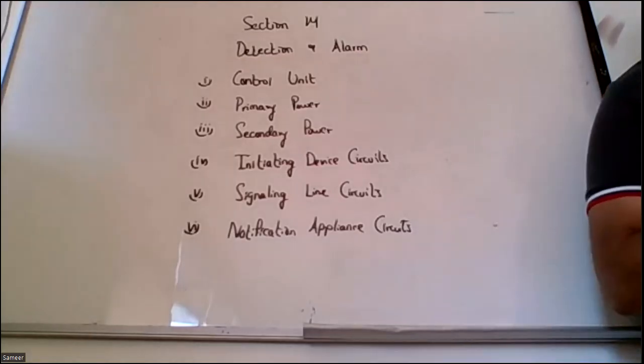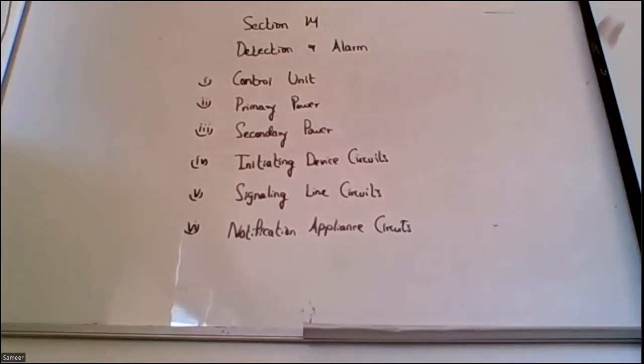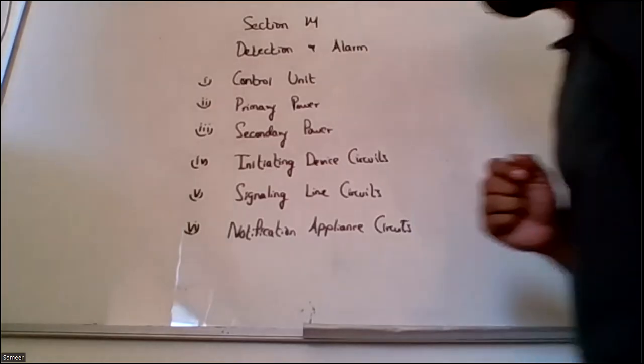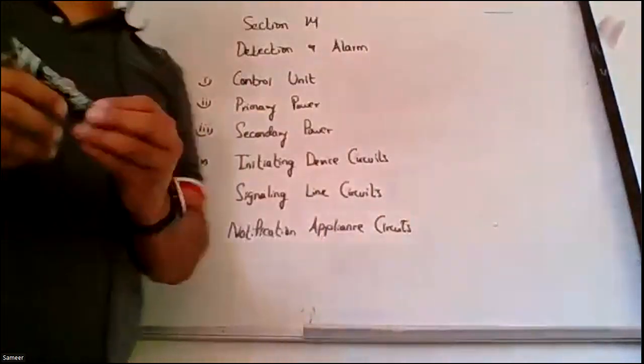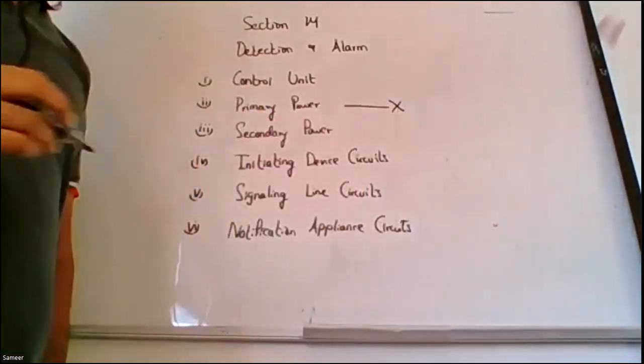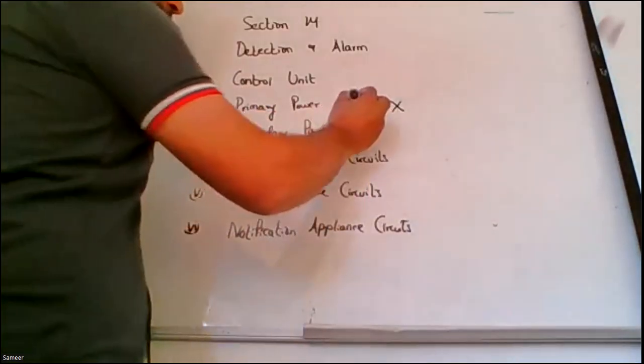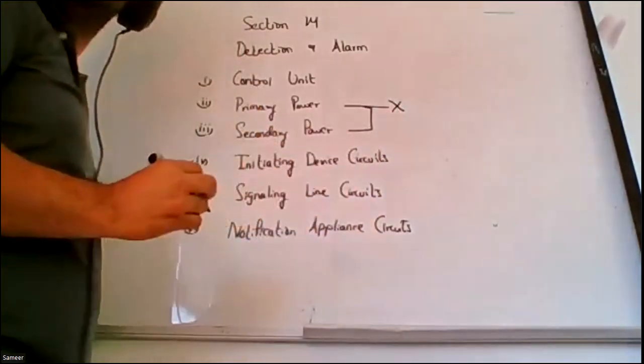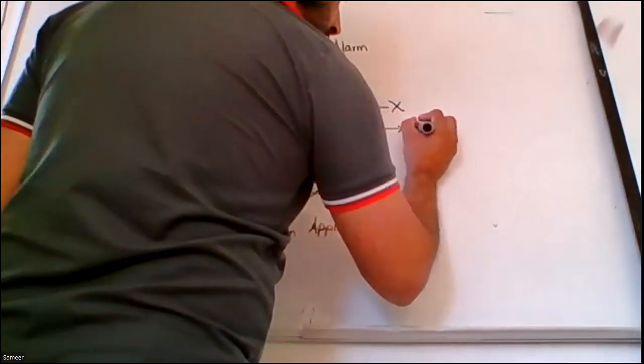Notification appliance circuits are your sounders, your bells, your visual and audible notifications. They provide a certain amount of sound level so that people are aware of the threat and can evacuate the occupancy in a short time. So that's the notification appliance circuit. What NFPA 72 says is that whenever there is a primary power failure, the secondary power should take over within 30 seconds.